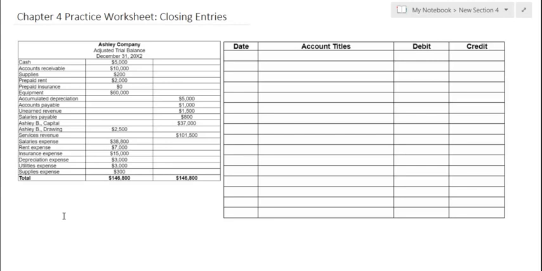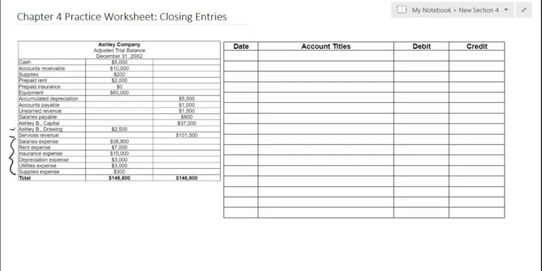The main purpose of closing entries is to close out our temporary accounts. As a reminder from what you read in your textbook, our temporary accounts are our revenues. So in this case, we have one revenue account here, service revenue, and also our expenses. So all of those expenses, and then also our drawing account. So our goal is going to be to close out our revenues, expenses, and our drawing account to give it a balance of 0 for next year.